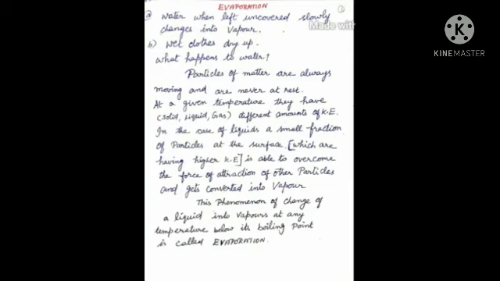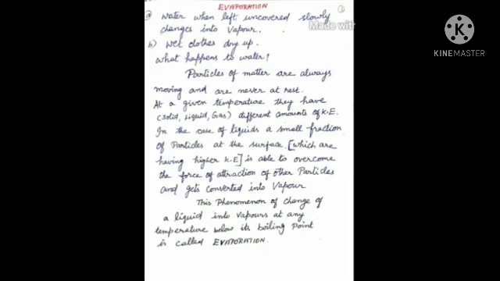For example, water, when left uncovered, slowly changes into vapor. Wet clothes dry up. Let us discuss what happens to water in the above two examples. We know that particles of matter are always moving and are never at rest.